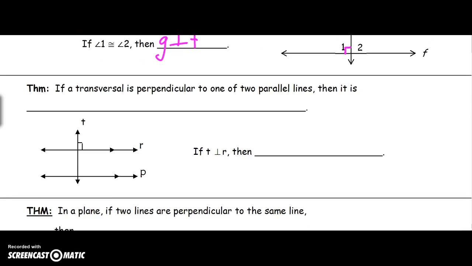Another rule we have to follow is that if a transversal is perpendicular to one of two parallel lines, then it is perpendicular to the other parallel line. Meaning, if this transversal T is perpendicular to R, which is parallel to P, so these are your parallel lines, then it must be perpendicular to P as well. So if T is perpendicular to R, which is given, then T is perpendicular to P.